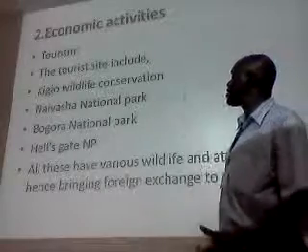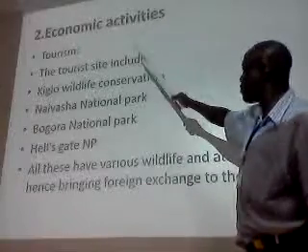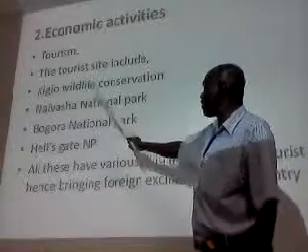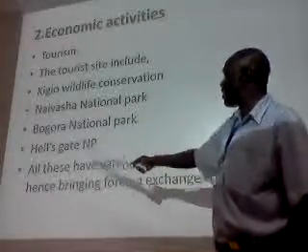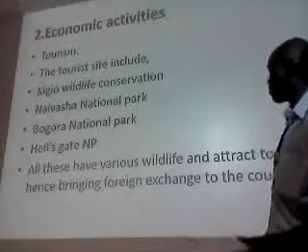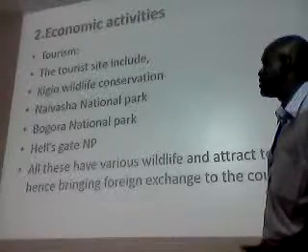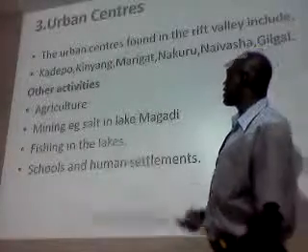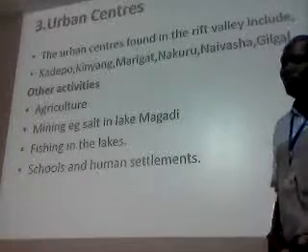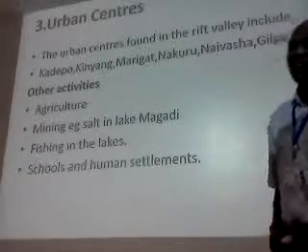And then the economic activities in the Rift Valley include tourism. The tourist sites where wildlife is engaged include Kigio Wildlife, Naivasha National Park, Bogoria National Park, Hell's Gate National Park. All these have various wildlife and attract tourists, hence bringing foreign exchange to the country. We also have urban centers in the Rift Valley that include Eldoret, Kinangop, Maragat, Nakuru, and Naivasha. There are many, but these are some few that I can explain to you.